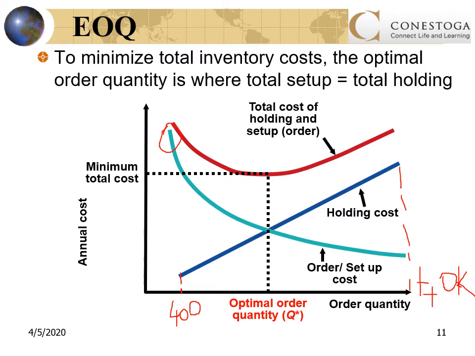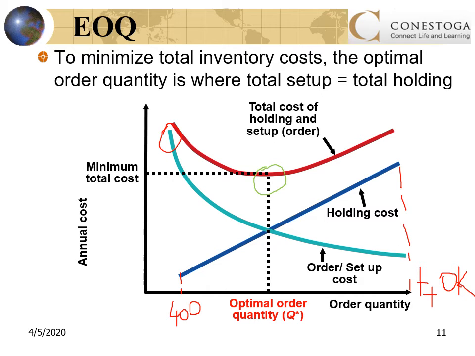That means at some point there is a particular point. If I take the sum of my ordering cost and my holding cost, that's what this red line represents, and there is a particular quantity called Q star, which lies between, say, 400 here and 40,000.